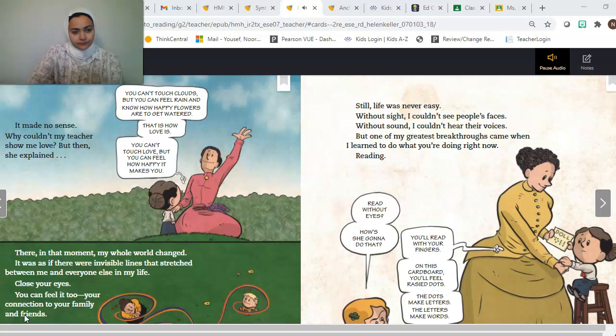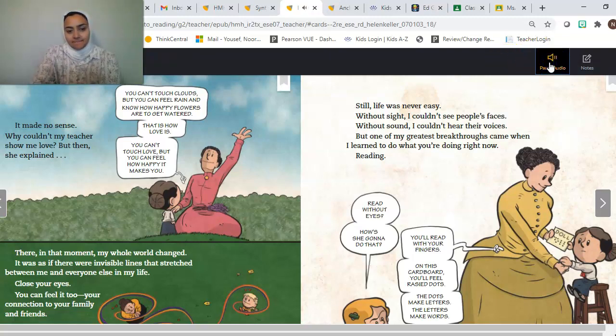Close your eyes. You can feel it too. Your connection to your family and friends. Okay. She now understands what feelings are and that feelings connect everyone to the people around them. So, how does this add to your understanding of Helen? It makes me think she will now be able to describe how she feels when she is frustrated or upset. She will be able to say what she's feeling and when she is feeling that way. She's starting to understand the connection in people's lives.